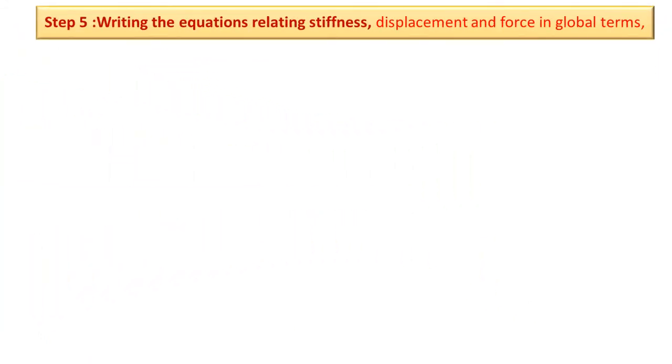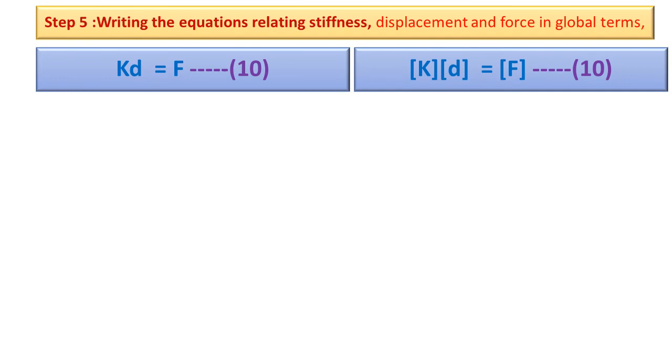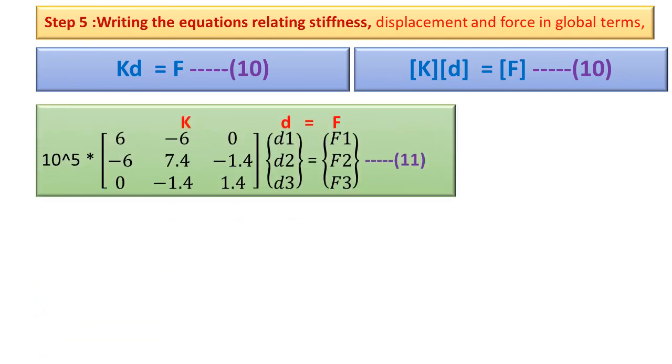Step number 5, we write the equation relating stiffness, displacement and force in global terms. The original equation was KD equal to F. We represent it in terms of arrays, equation number 10. So here we can represent KD equals F. K means the global stiffness matrix that we have just calculated. D is nothing but the displacement vector. From the diagram it was clear there are three displacements D1, D2 and D3 because there are three nodes. We have formulated the load vector also as there are three nodes. Like the displacement vector, the load vector will be formulated as F1, F2 and F3, that is the load present at nodes 1, 2 and 3.